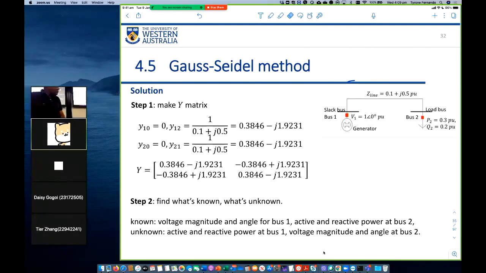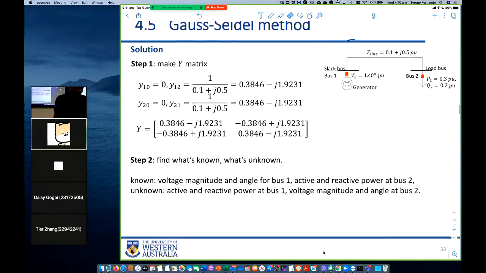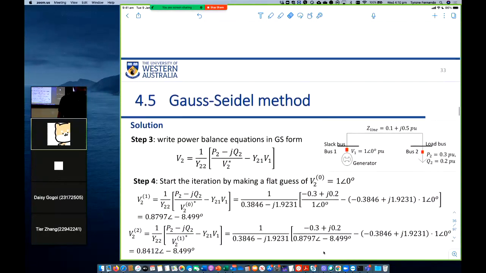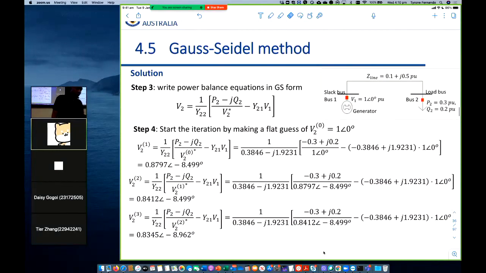Now, slack bus, okay, what are the things that we know and what are the things we don't know about the various nodes? That's step 2. Bus 1, we know the angle and the magnitude of voltage. We don't know P and Q. Bus 2, we know P and Q. We don't know the voltage magnitude and angle. Right? That's step 2, to know what we know and don't know.